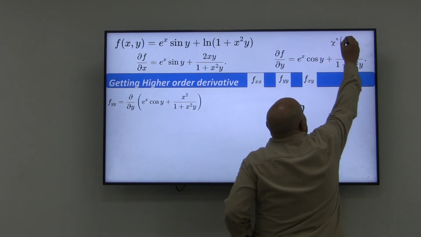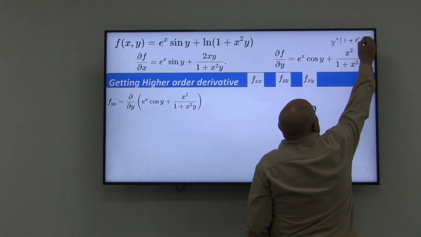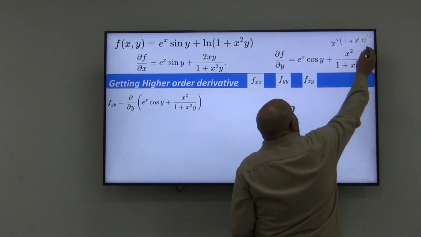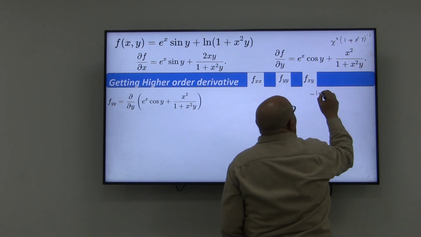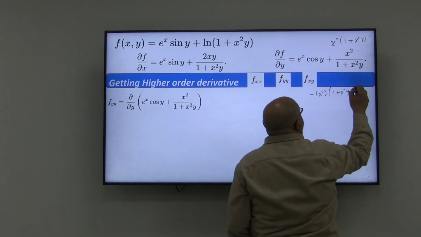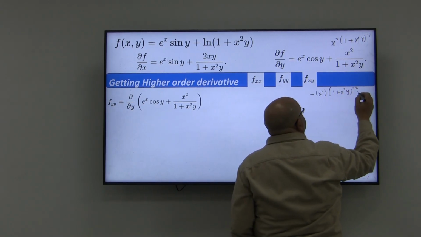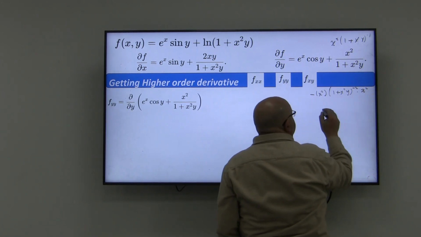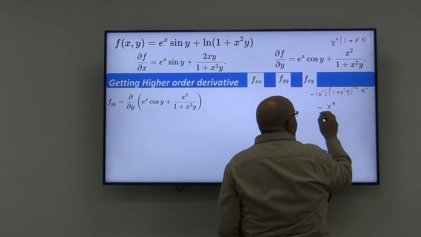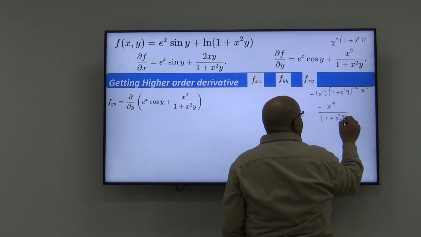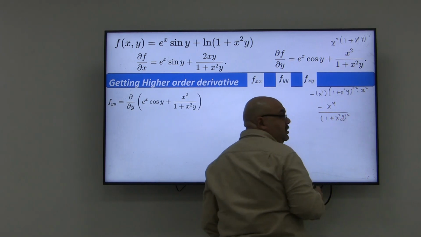It's going to be x squared times 1 plus x squared y to the power of negative 1. If I want to find the second derivative, then it's going to be negative x squared times 1 plus x squared y to the power of negative 2. But don't forget, times x squared. So actually, the result will be negative x to the power of 4 divided by 1 plus x squared y to the power of 2. That's the derivative.